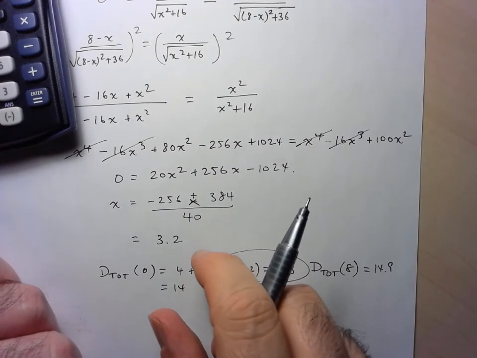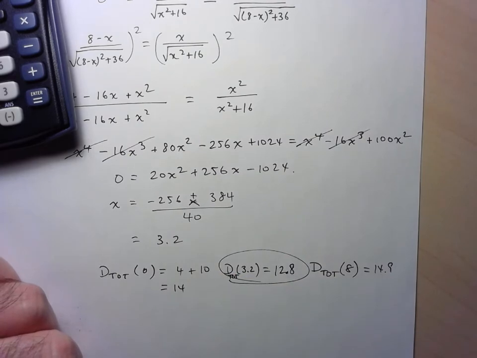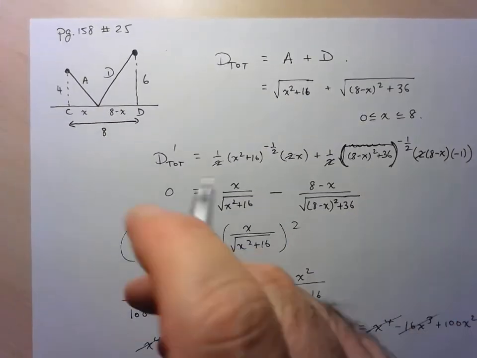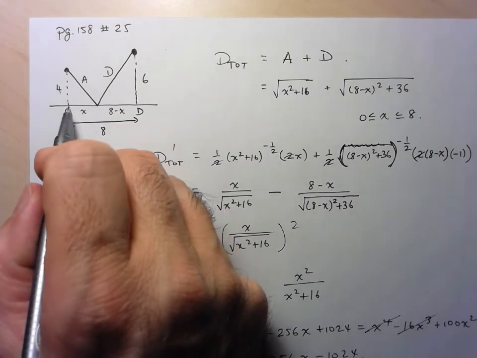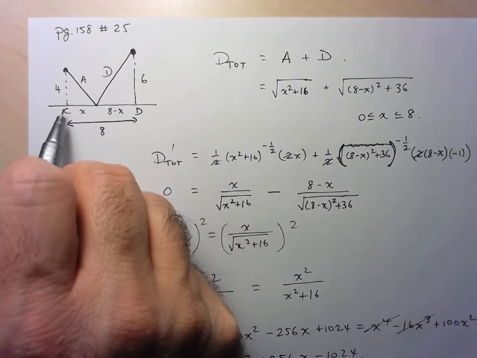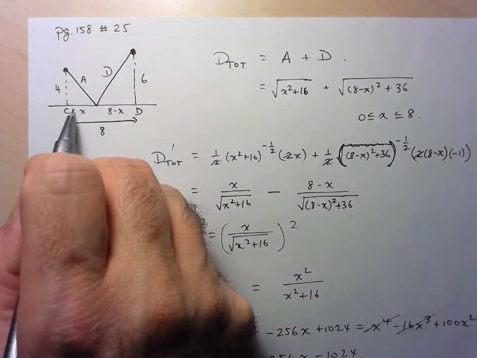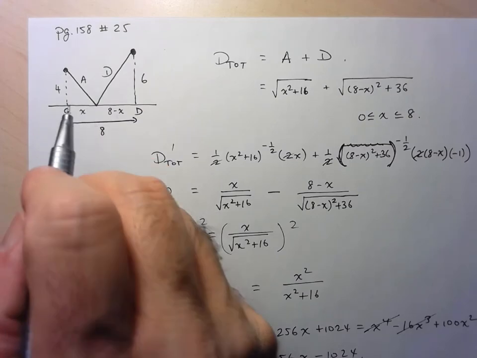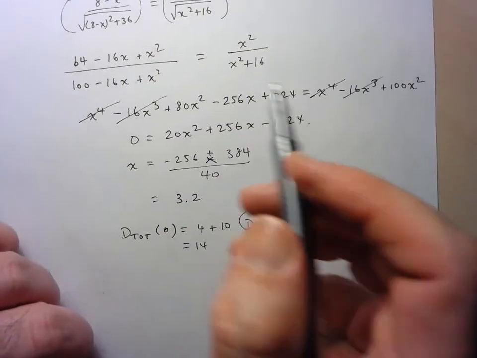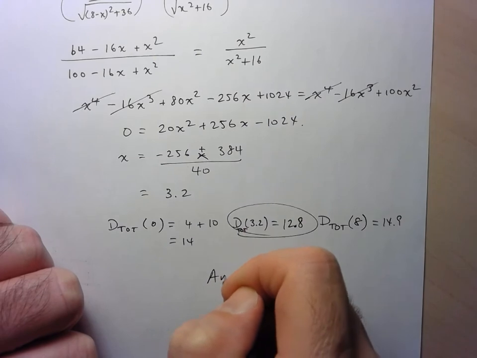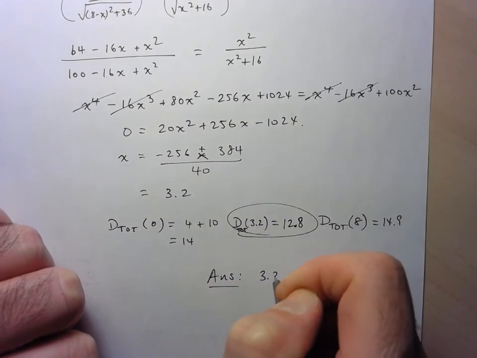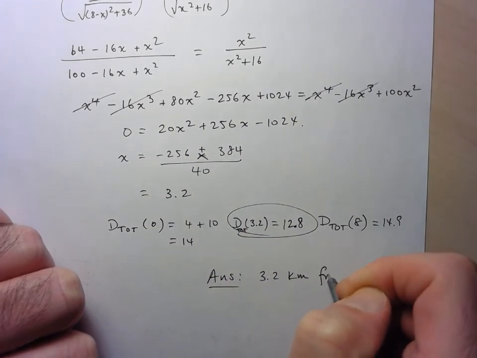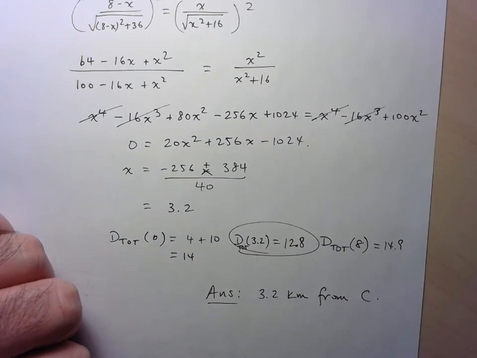Okay, now let's go back to our question and see what they're actually asking us. It says, where should the rest stop be built? So this is where we go back and we can give our answer, and we can say, well, x is what we found, which was 3.2. So it looks like it should be 3.2 kilometers from point C. So our answer here is 3.2 kilometers from point C. Okay, there you have it.